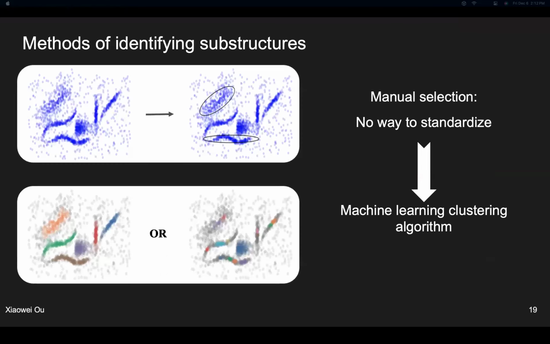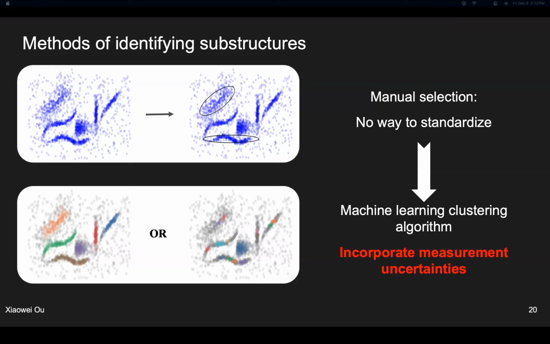Identifying these substructures in overdensity maps is actually a very tricky business. There are two main ways of identifying these substructures, one being manual selection, and the other being some kind of machine learning clustering algorithm. Doing a manual selection, similar to what I just showed, is obviously not the most optimal way of doing this because different people can do things differently. They can decide to draw a different circle. On the other hand, machine learning algorithms are a little bit more reproducible. You usually get the same results if you apply the same algorithm to the same data.